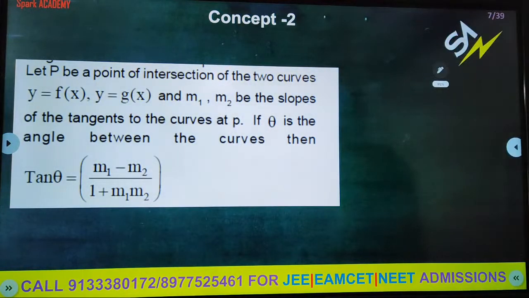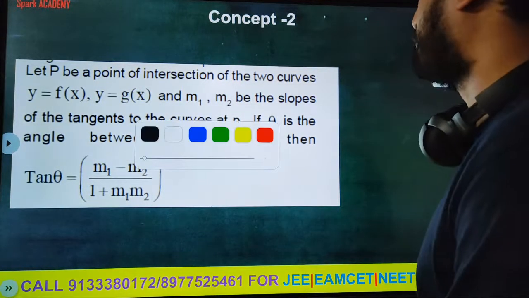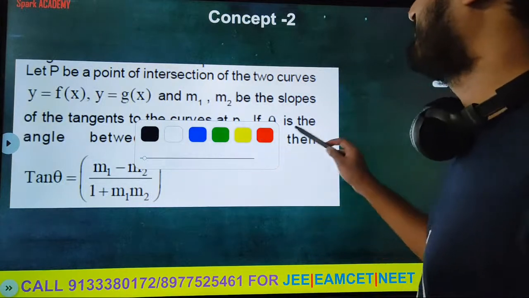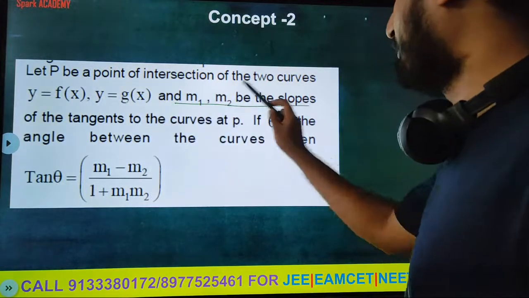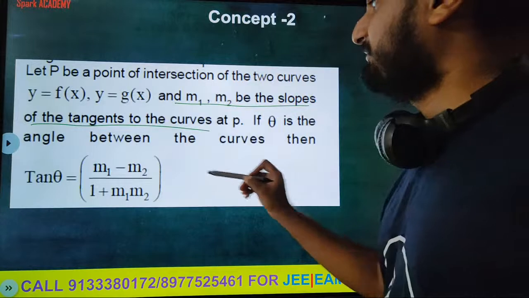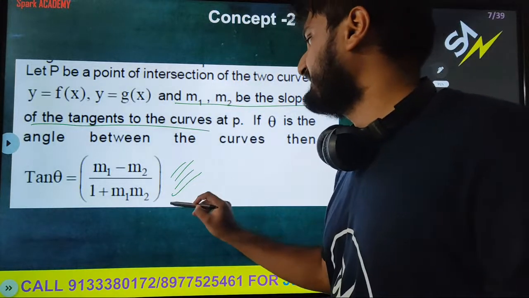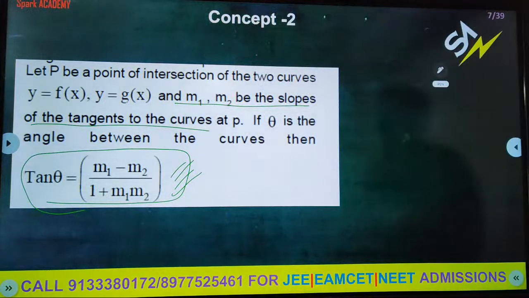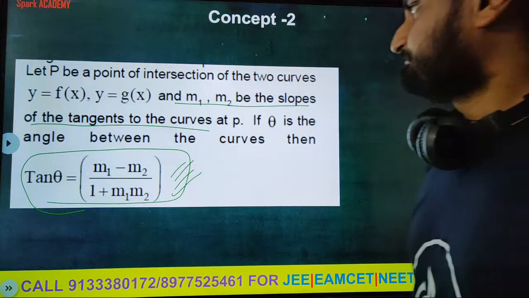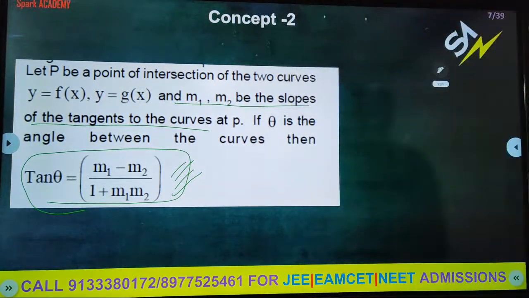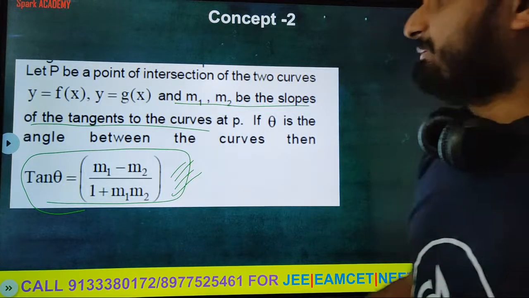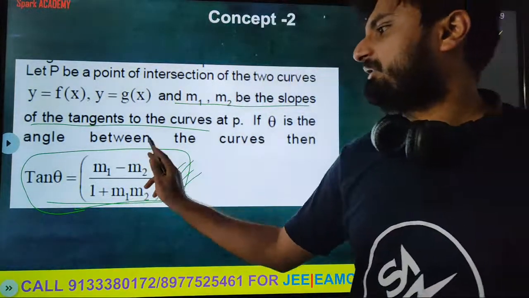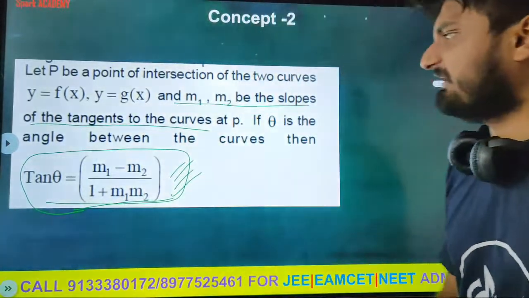So for the angle between the curves, at the point of intersection of two curves, if you have the tangents of both the curves given to you, then tan theta is nothing but (m1 minus m2) by (1 plus m1 m2). Right? So the angle between the curves is given by tan theta equal to (m1 minus m2) by (1 plus m1 m2).